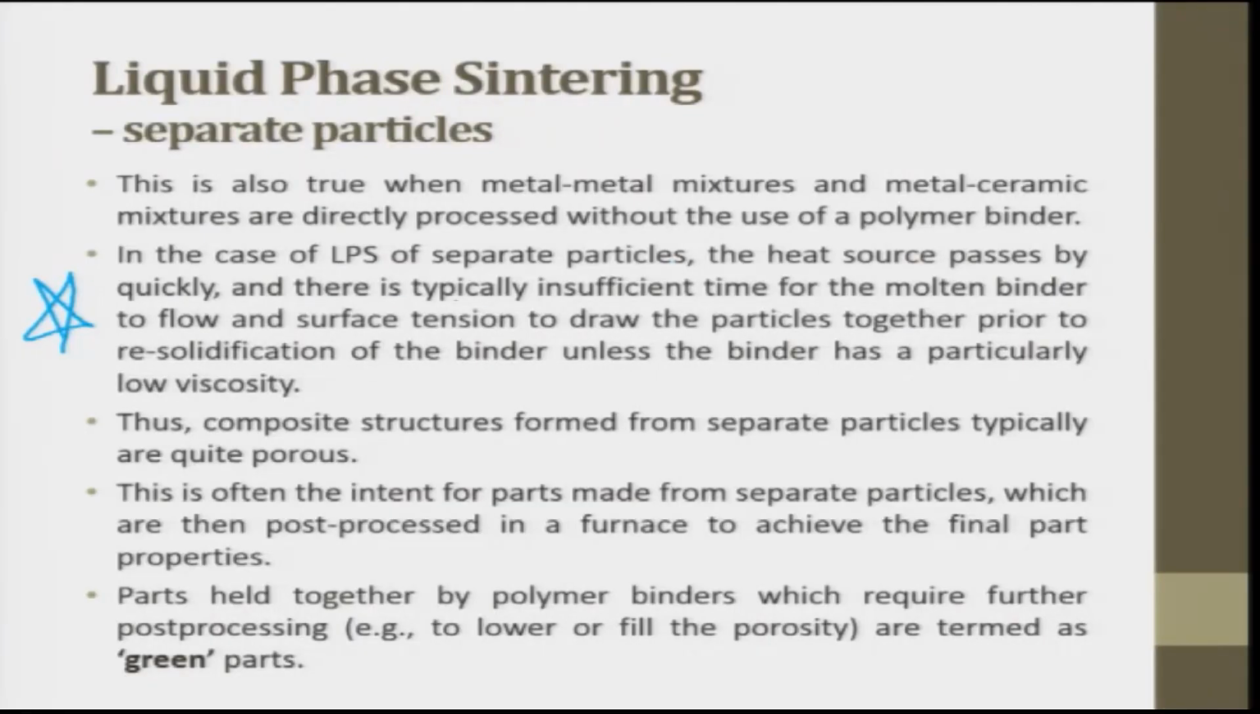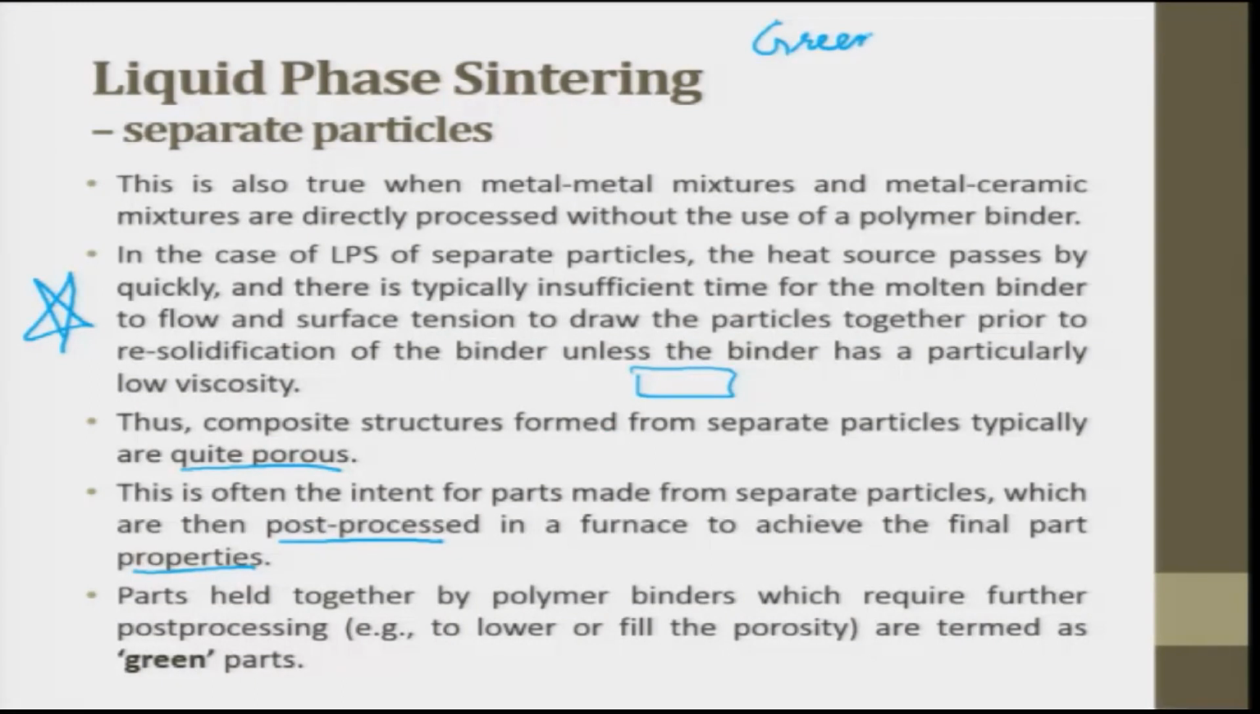In the liquid phase sintering of separate particles, the heat source passes by quickly. There is typically insufficient time for the molten binder to flow, because it is very small in quantity, and for surface tension to draw the particles together prior to resolidification of the binder, unless the binder has a particularly low viscosity. Thus, composite structures formed from separate particles are typically quite porous. This is often the intent for parts made from separate particles, which are then post processed in a furnace to achieve the final part.